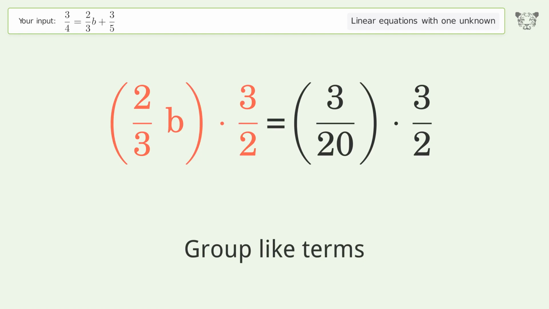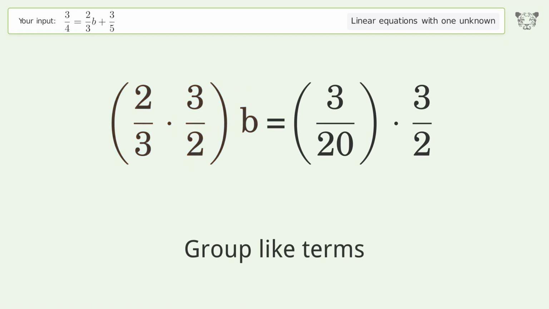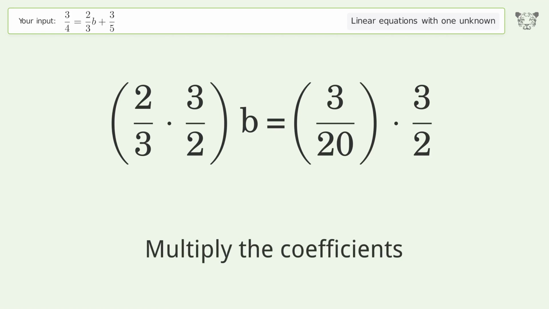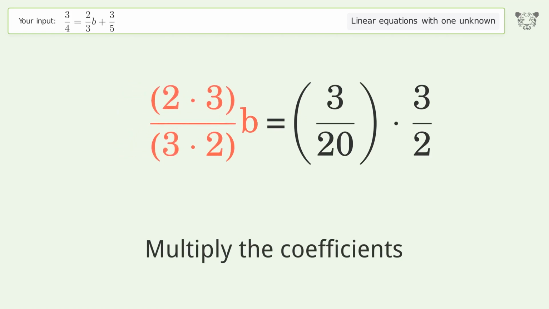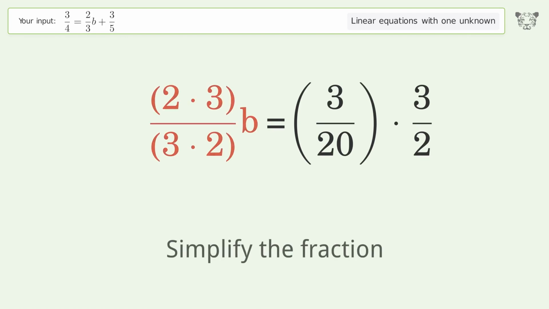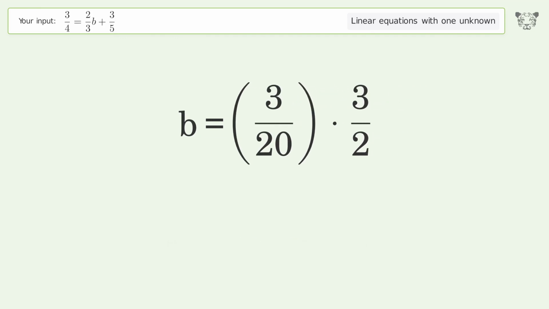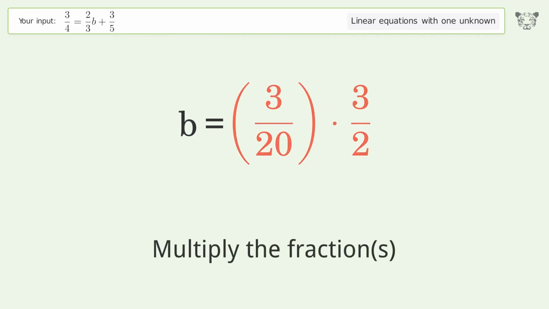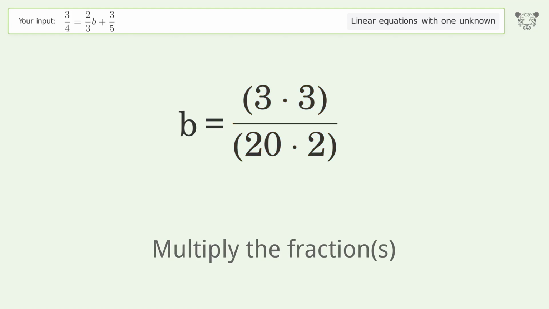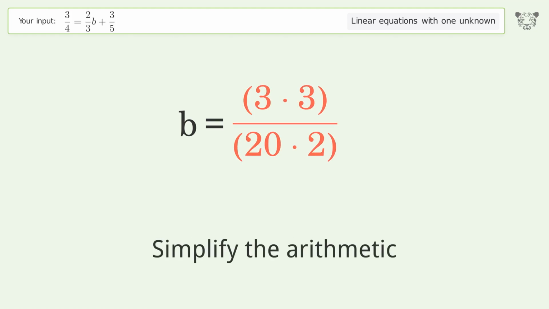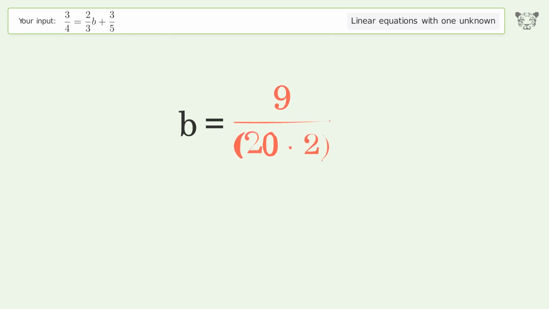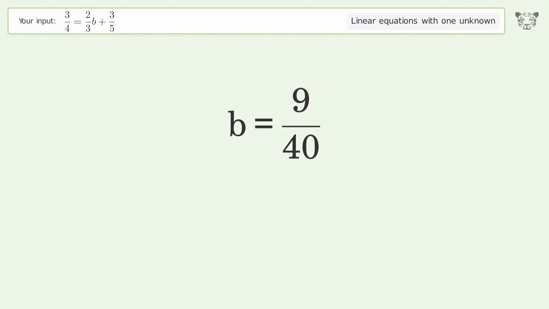Group like terms. Multiply the coefficients. Simplify the fraction. Multiply the fractions. Simplify the arithmetic. And so the final result is b equals 9/40.